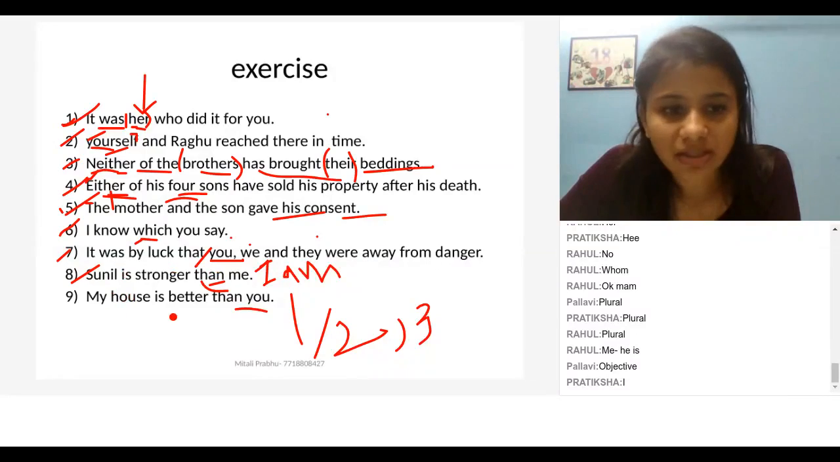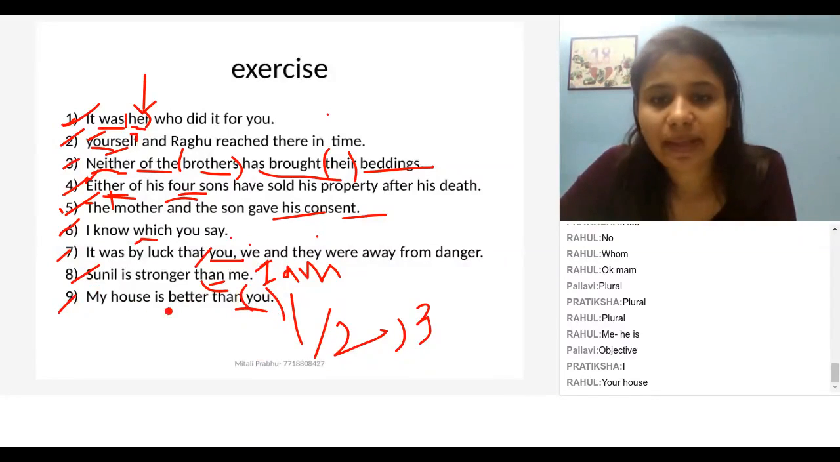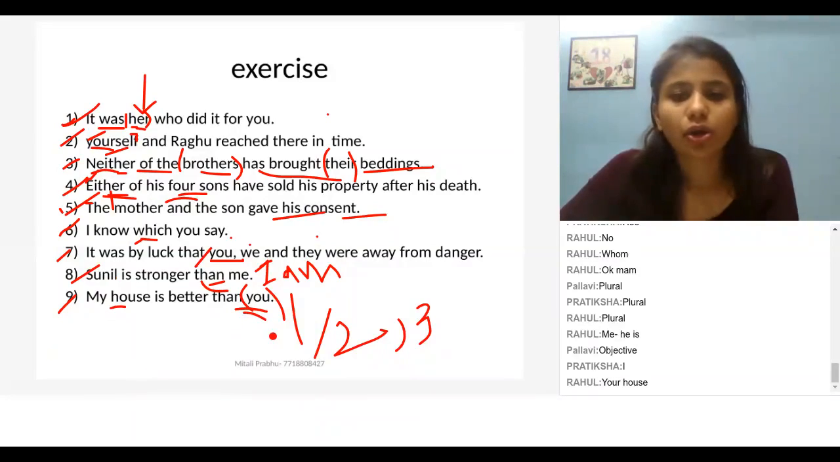My house, okay, Pratiksha, right. My house is better than you. Is this correct? Ninth one. My house is better than your house or yours. Okay. Because we are not comparing the house with the person. We are comparing the house with the person's house. Yeah. Your house or yours. Okay. That's it.